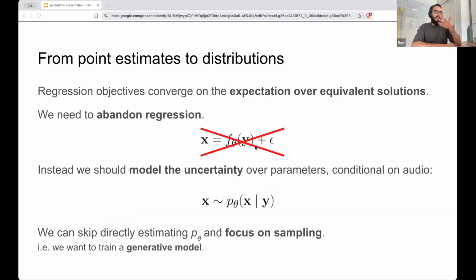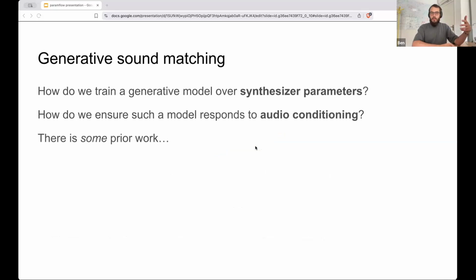Okay, so what do we do about this? Effectively, we have to abandon the regression approach. Instead, we should explicitly model our uncertainty, the fact that we don't know which of these sets of parameters produce the signal. We're going to do this by learning a probability distribution over parameters conditional on our audio. Now, we don't need to explicitly formulate this probability distribution. We can instead just learn to sample from it. And this is just training a generative model. So we're now going to approach sound matching, or synth inversion, generatively.